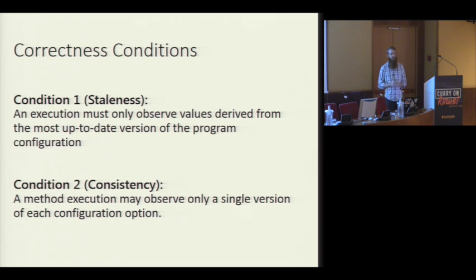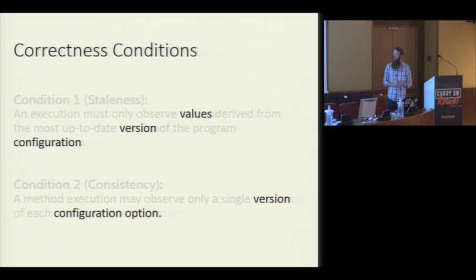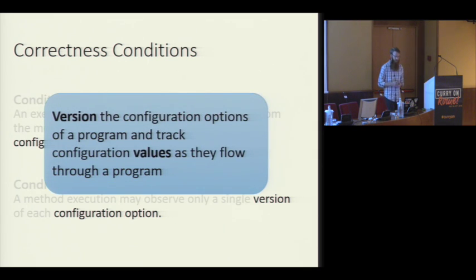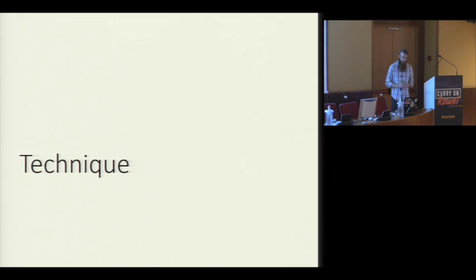But which one of these correctness conditions is appropriate is necessarily application dependent, and so we have the programmer specify a default correctness condition for the entire program with the option of fine-tuning the correctness condition on a per method or per class basis with annotations. Now looking at these conditions, we can already see a lot of commonalities between them, and so this gives us an intuition for how our approach will work. We will version the configuration options of a program and then track configuration values as they flow through the program. So let's make this a little bit more concrete.